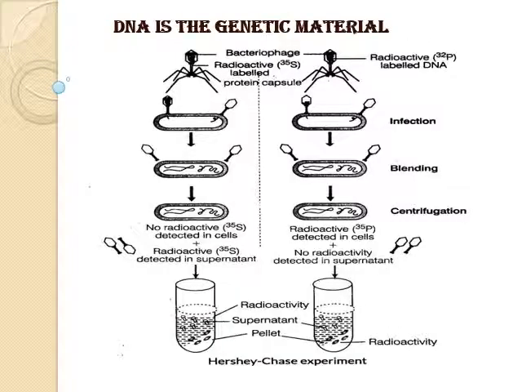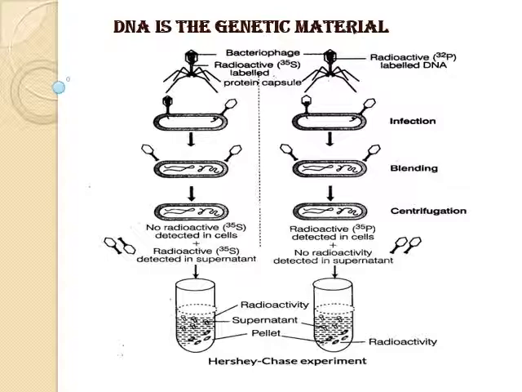Let's say DNA is the genetic material. This was proved experimentally by Alfred Hershey and Martha Chase. They used bacteriophages. Bacteriophage means a virus which attacks bacteria. Already you know a virus has only one kind of genetic material, either RNA or DNA, surrounded by a protein coat. Here the bacteriophage contains DNA as its genetic material.